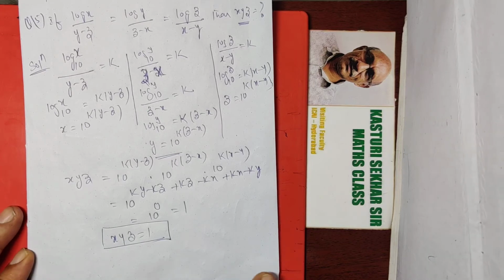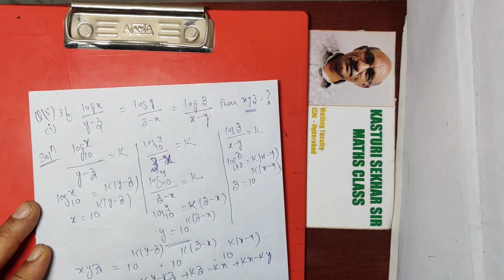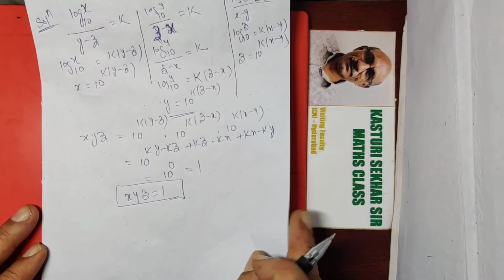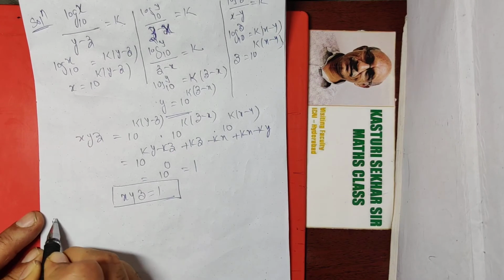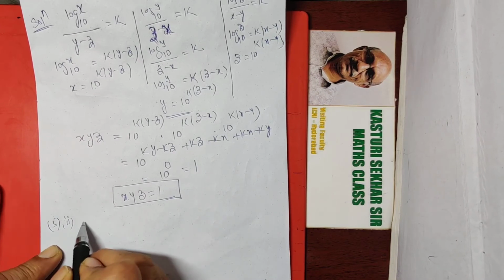Okay, sir. You make it as 5 first part. I am adding one more question here. Fifth question, second part. This I am adding from my side.